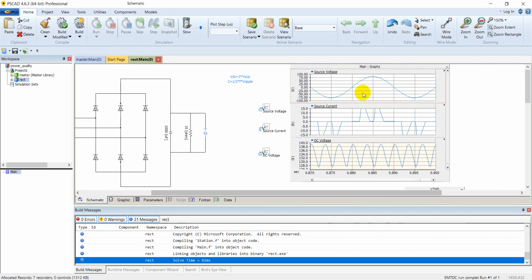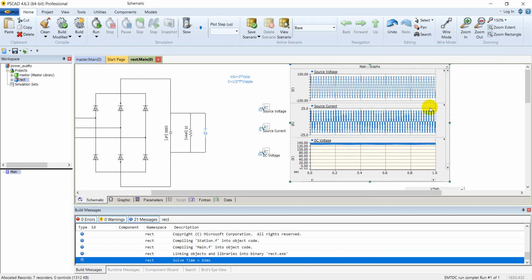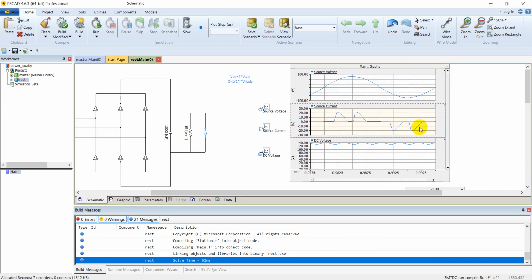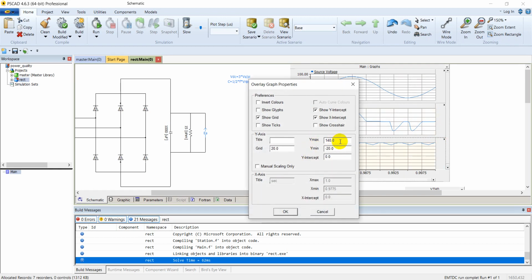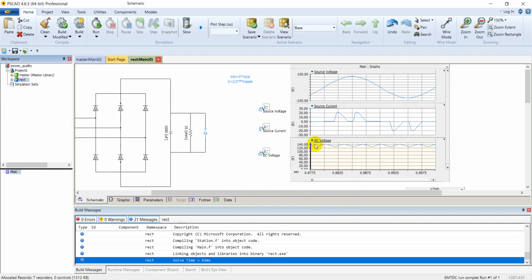So you can see that the source voltage is quite sinusoidal, and the source current is non-sinusoidal. Let's zoom in into the last cycle, and you see that. Let's adjust this graph manually so that we can see a good picture. Okay, you see that this voltage ripple is on average 135, and there's 10 volt peak to peak ripple in it. That's good. The voltage signal is sinusoidal, the current signal is non-sinusoidal and non-linear.